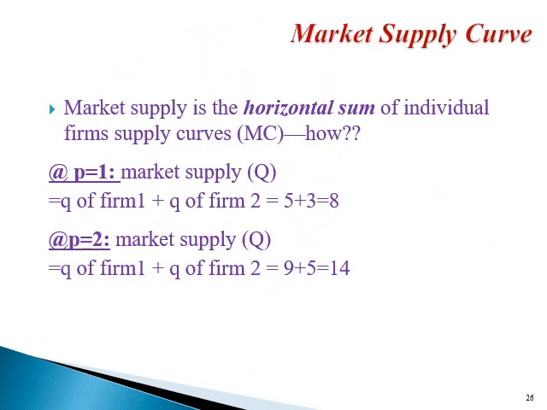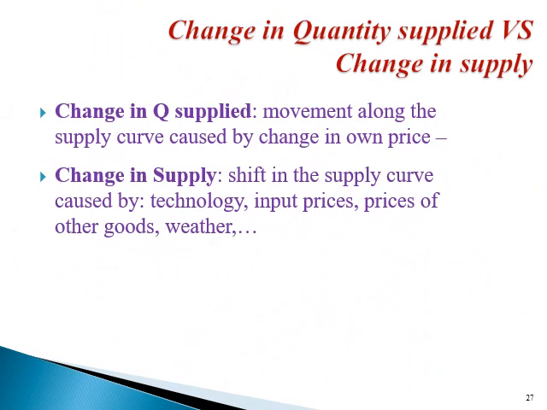Okay, and this is what I just explained. So we say that the market supply is the horizontal sum of individual producers' quantities supplied. The market supply is the horizontal sum of the amounts produced by the individual firms. Here we have something called the change in the quantity supplied and the change in supply.